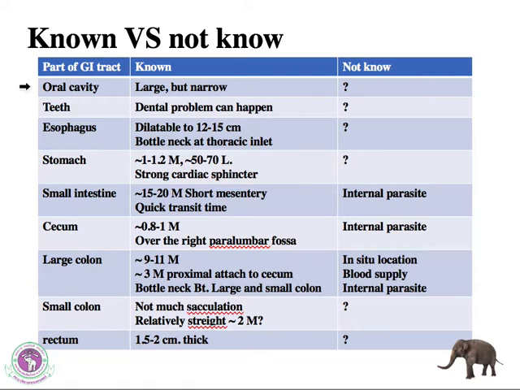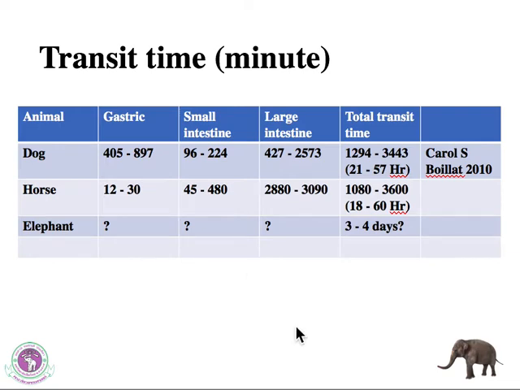The small colon doesn't have much circulation like in the horse. It's relatively straight with a thick wall, about 1.5 to 2 meters, and the rectum is very thick and very straightforward. Regarding transit time, in the dog, from eating to pooping it could take about 21 to 57 hours. For the horse, it can take up to 60 days. For elephants, I don't know, maybe 4 days. This information needs further investigation.